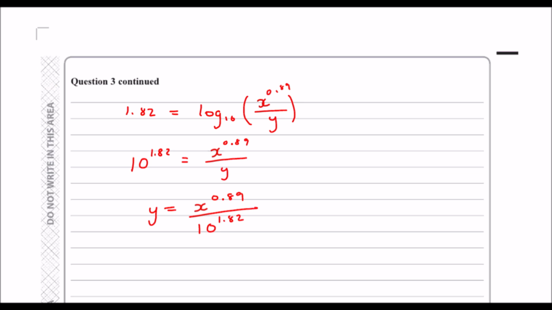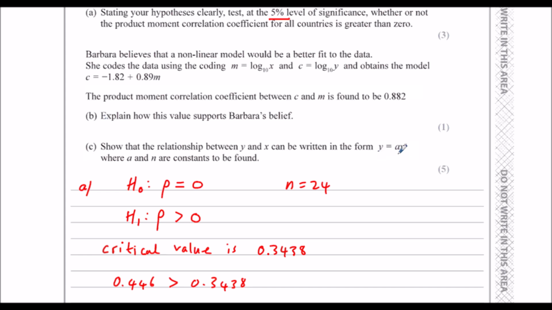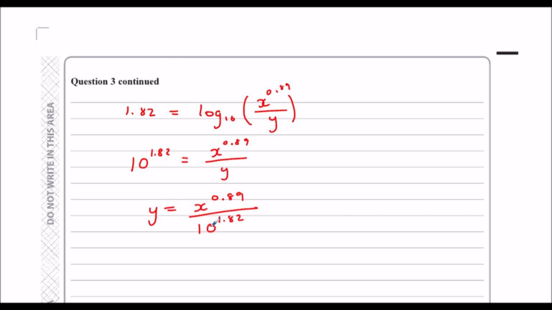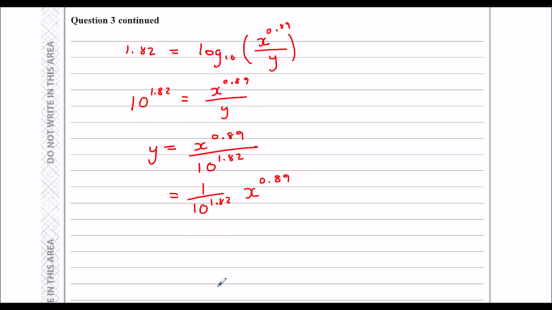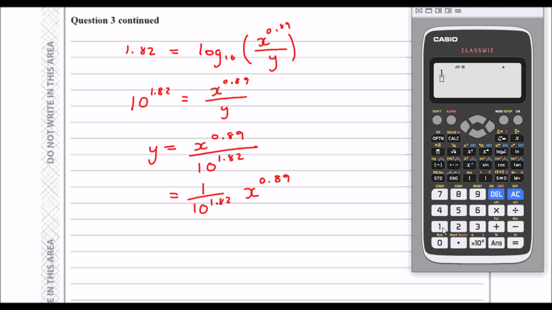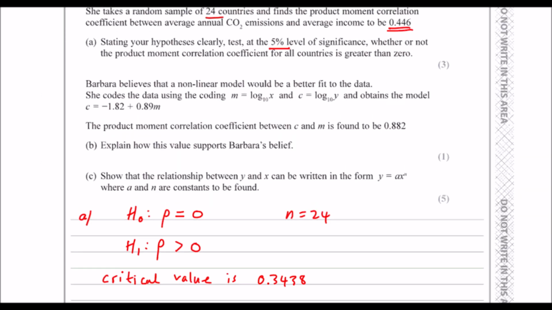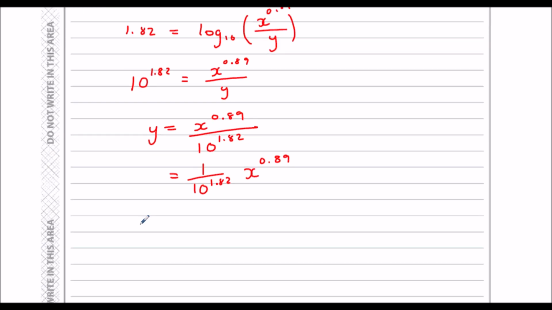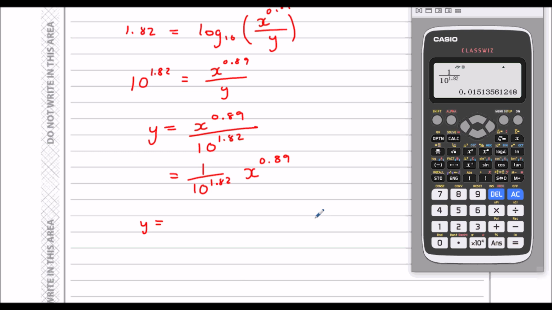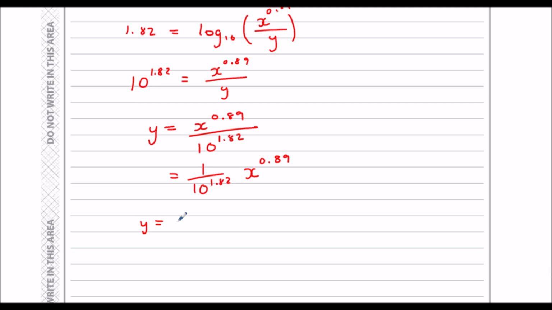Now that's almost in the form we wanted. We wanted y equals a x to the n, so we just need to find, well, what a is really. So we need to change this to 1 over 10 to the power of 1.82 times x to the power of 0.89. So let's change this into a number. 1 over 10 to the power of 1.82 is 0.0151. Did it say 3 significant figures? It didn't. We'll just go with it. So we'll say y equals, we'll give it to 3 significant figures, 0.0151 x to the power of 0.89.